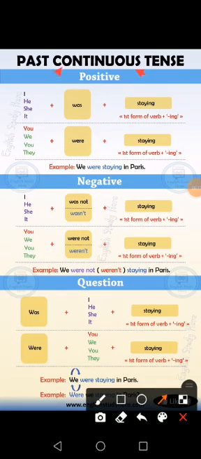Our lesson for today is about past continuous tense. So our lesson for today is about past continuous tense, okay? We use past continuous to talk about activities that went on for some time in the past, okay?